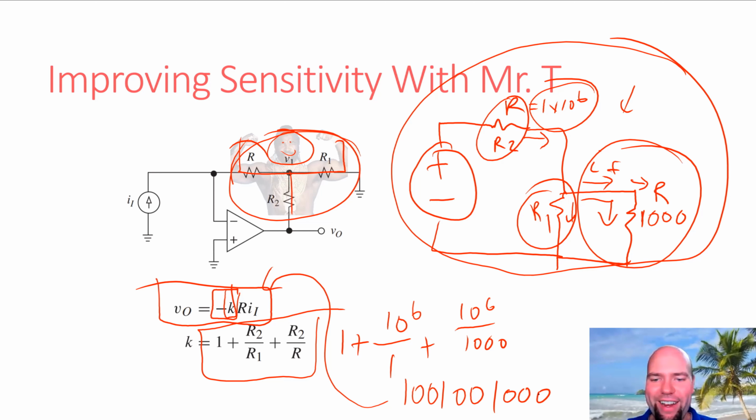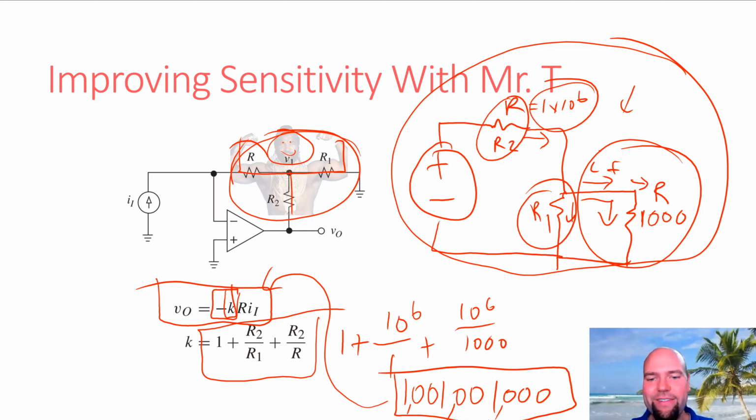Let's make it even more readable. Put some commas in there. Okay, so basically 1 billion. So the gain of this amplifier is going to be negative 1 billion. But again, we only had to use mega ohm resistors or smaller.